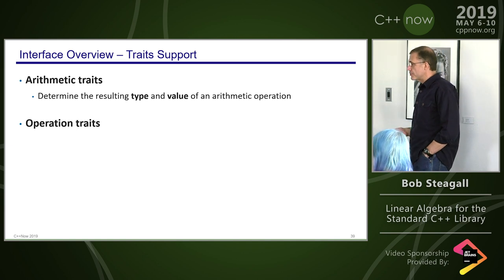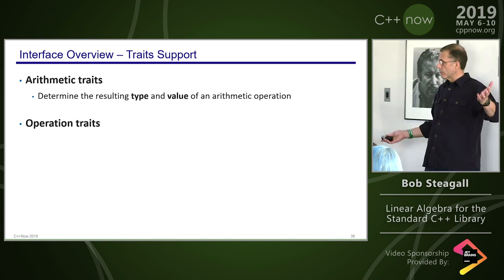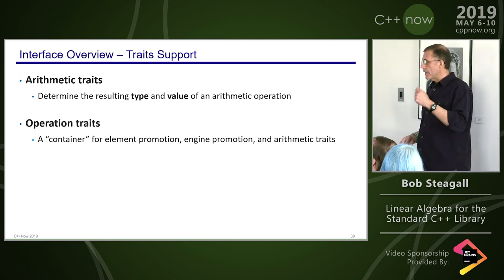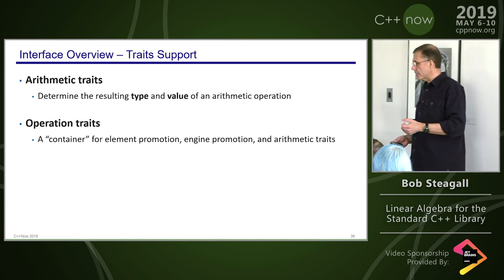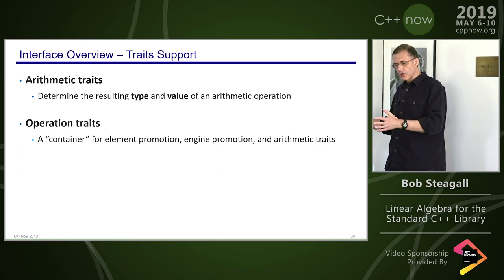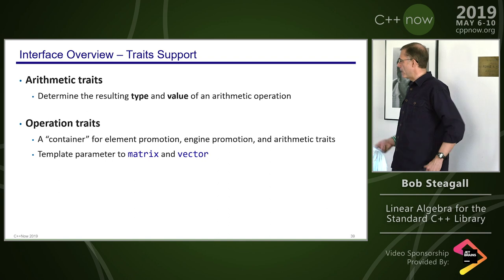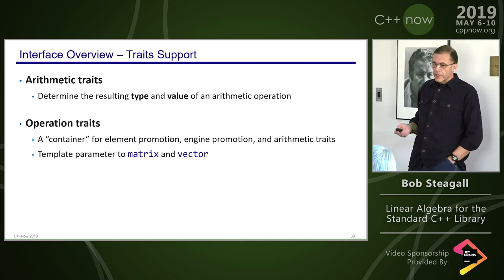We have arithmetic traits, which determine the resulting type and value of an arithmetic operation. We have operation traits. Operation traits are sort of a global container that contain the element promotion, engine promotion, and arithmetic traits that are to be associated with an operand. And when you see the interface, hopefully that will make sense. The operation traits are a template parameter to matrix and vector.